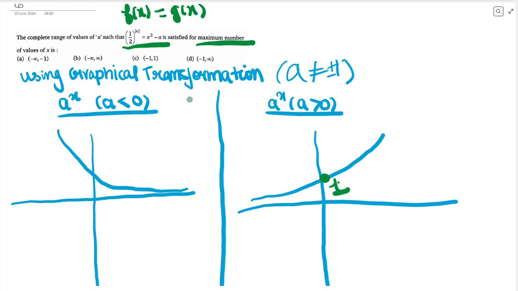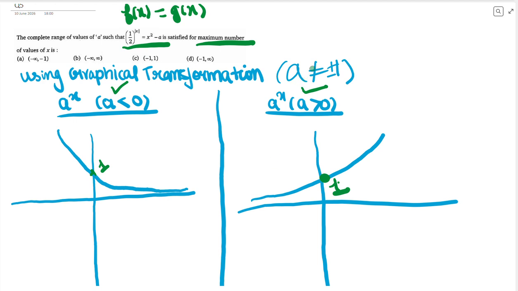Before starting the graphical transformation method, we have to notice one slight thing: for a raised to power x, there are two cases possible. One where a is less than 0 and the other where a is greater than 0. For a less than 0, the graph behaves like this. And when a is greater than 0, the graph is going to behave like this. So this thing we have to learn by heart. There is no alternative for that.